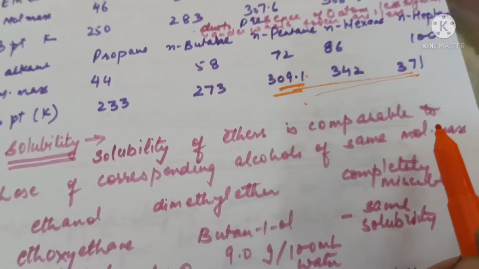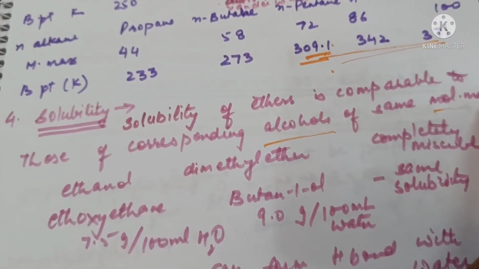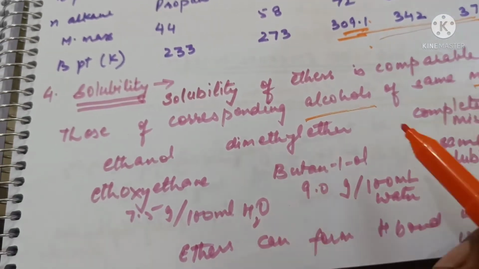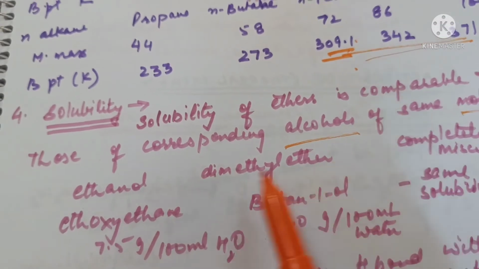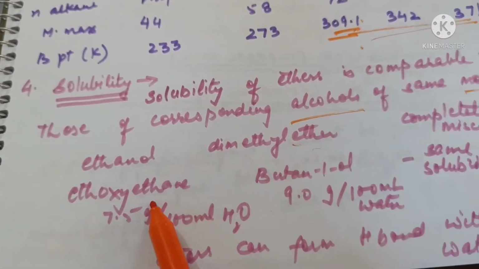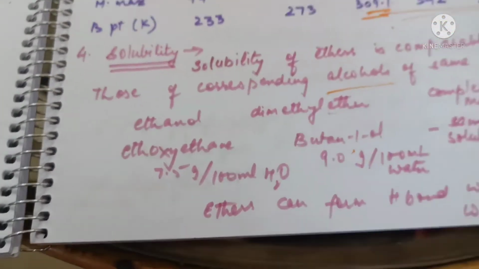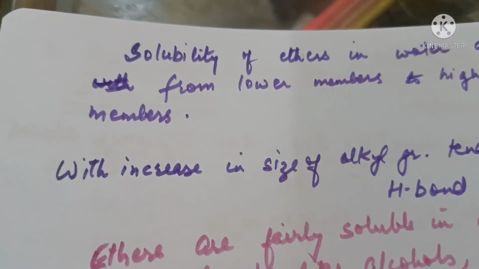Solubility of ethers is comparable to that of corresponding alcohols of the same molecular mass because they can also form a hydrogen bond with water, just like alcohols. Ethanol and dimethyl ether have the same boiling point, same solubility. Ethoxyethane and butan-1-ol also have almost the same solubility. Both can form hydrogen bonds with water.